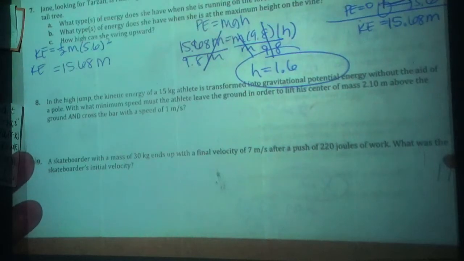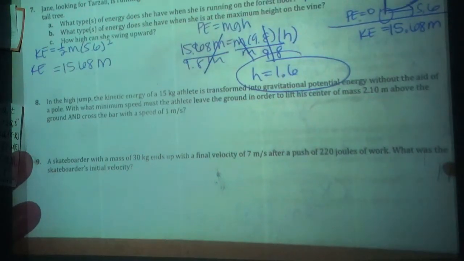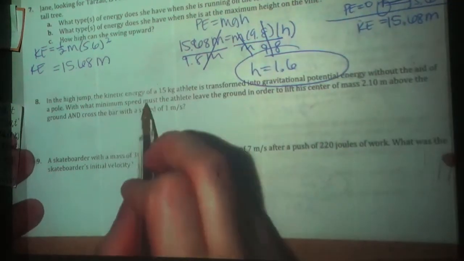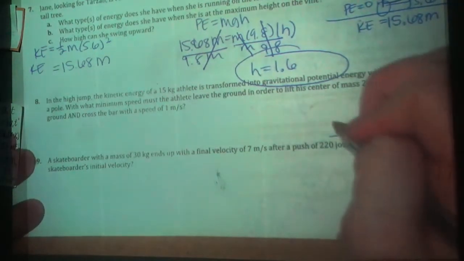Number 8, we have a high jump. The kinetic energy of a 15 kilogram athlete is transformed into potential energy without the use of a pole. What is the minimum speed she needs to have on the ground? So I need to find her speed here. On the ground, potential is 0, so it's all kinetic energy.